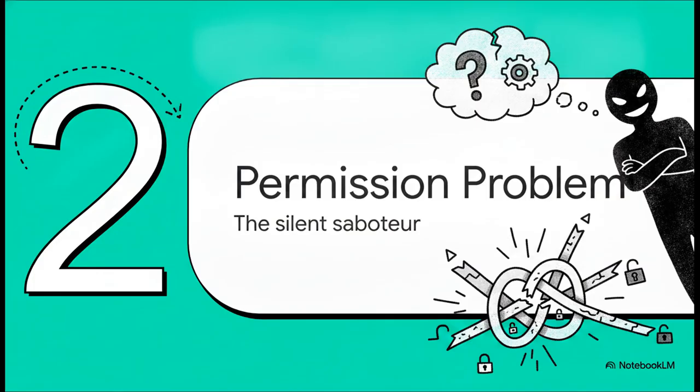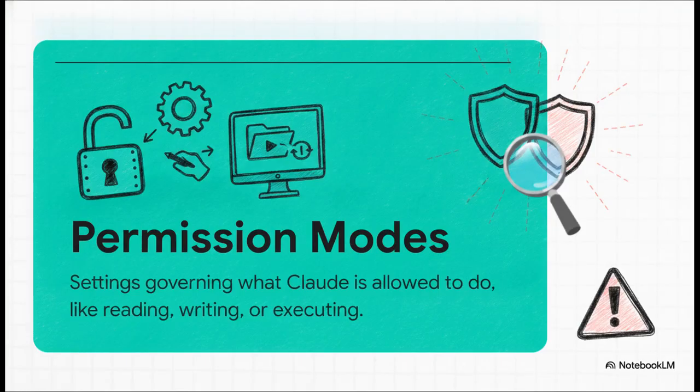Which brings us to Section 2, the hidden permission problem, the silent saboteur in your workflow. To truly understand the problem here, we first need to quickly ground ourselves on what we actually mean by permission modes. These are the absolutely critical settings governing exactly what Claude is allowed to do within your specific environment. We're talking about the core capabilities of your machine, right? Reading files, writing code, executing commands.